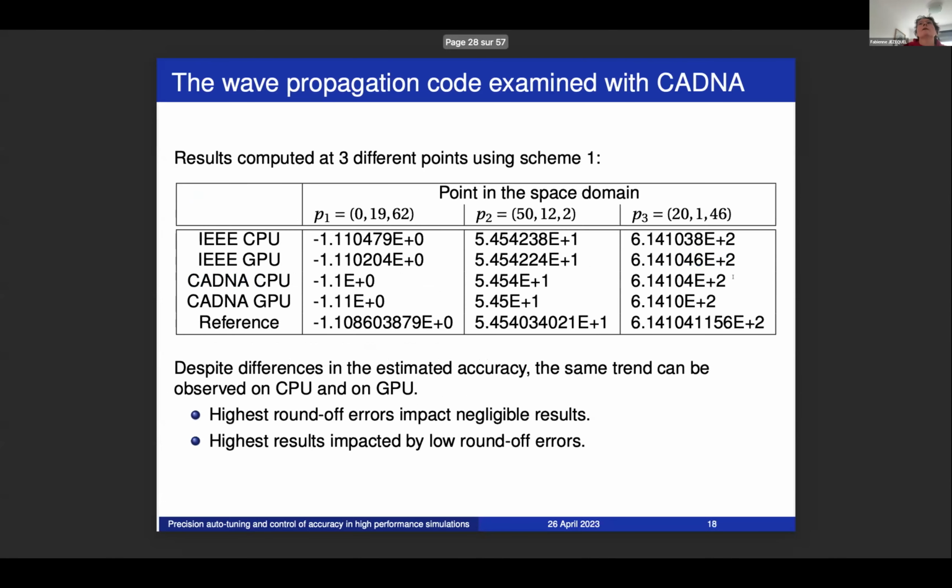So here we consider again our 3 points. You have the results obtained without CADNA on CPU, GPU, and with CADNA on CPU, GPU. With CADNA, we only display the correct digits, the digits which are not affected by rounding errors. We also show the reference result, which is a CADNA result obtained in double precision. You can see that the number of correct digits depends on the point and can be slightly different on CPU and GPU. But despite differences in the estimated accuracy, the same trend is observed on CPU and GPU. So it will be better with the graph.